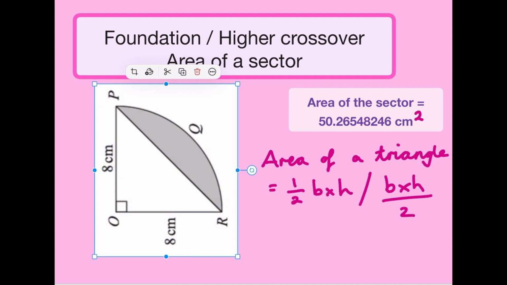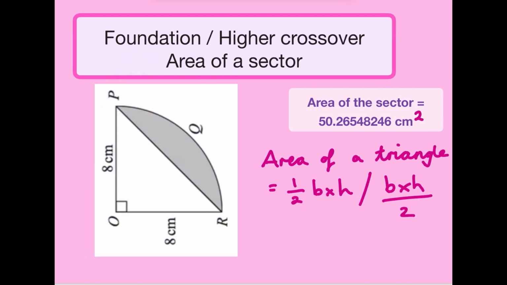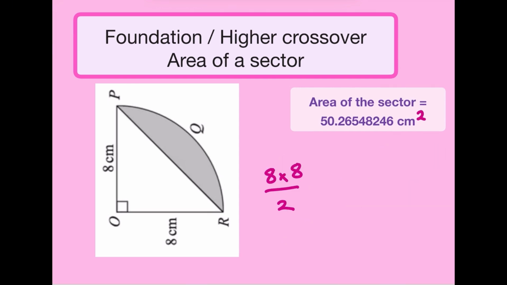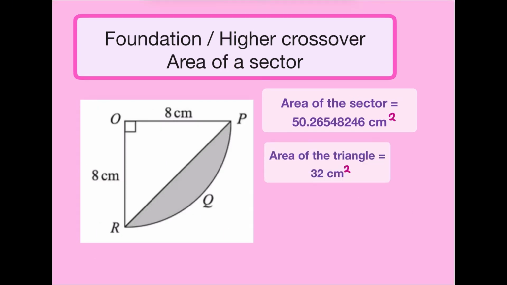So we've got to do 8, we've got the base of 8 times the height of 8 divided by 2. Now, 8 times 8 is 64. 64 divided by 2 is 32 centimetres squared. So we've now got the area of the triangle. Our final job is to take the area of the triangle away from the area of the whole sector, and then we'll just be left with the shaded section.